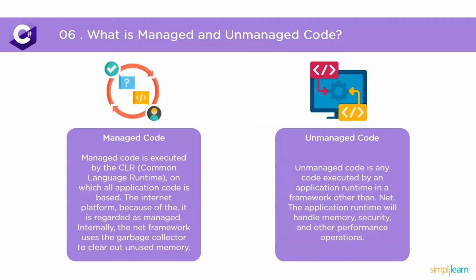So, managed code is executed by CLR, Common Language Runtime, on which all application code is based. The .NET platform, because of this, is regarded as managed internally. The .NET framework uses the garbage collector to clear unused memory. Whereas unmanaged code is any code executed by an application runtime in a framework other than .NET. The application runtime will handle memory, security, and other performance operations.